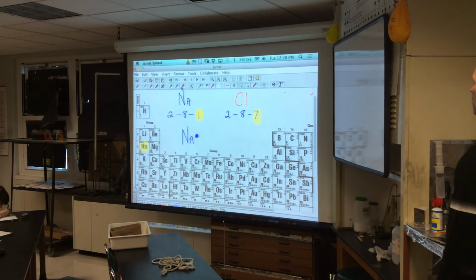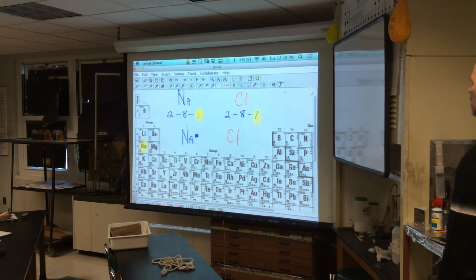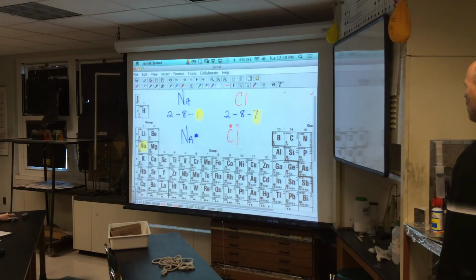And now chlorine, the nonmetal. My friends in chemistry, chlorine has 7 valence electrons, so I draw 7 dots. Each dot represents a valence electron. We've covered this.